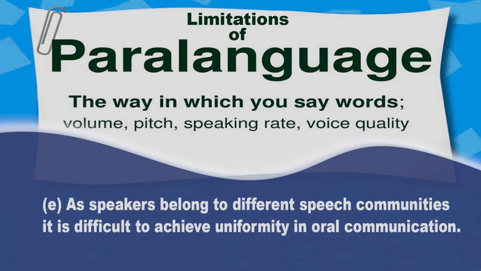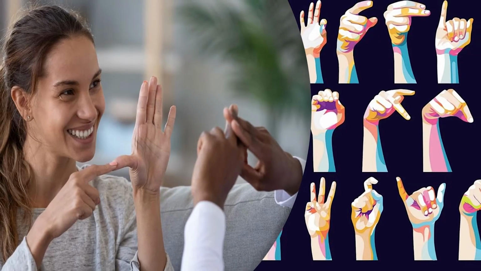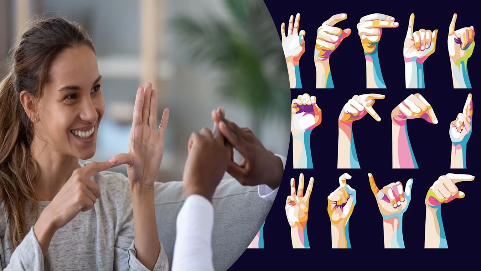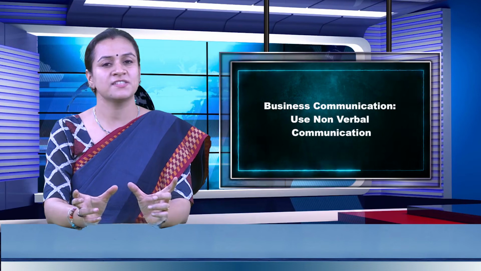As speakers belong to different speech communities, it is difficult to achieve uniformity in oral communication. The sign language. Communication is a process involving the use of mutually understood signs or symbols between the sender and the receiver of a message or piece of information. Language is the most sophisticated or systematic set of symbols.